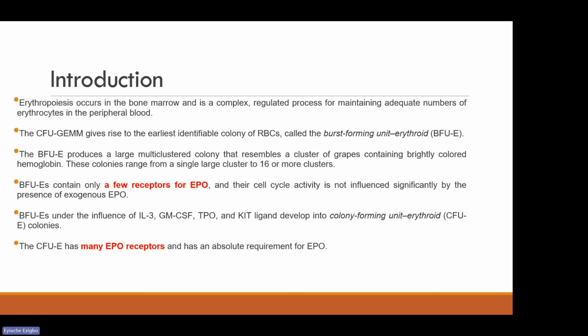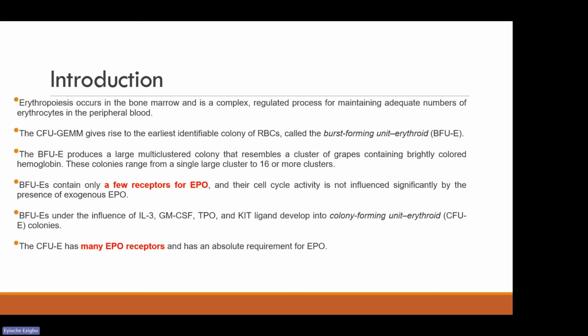The burst forming unit contains only a few receptors for erythropoietin. Mark it. The burst forming unit contains only a few receptors for erythropoietin, and their cell cycle activity is not influenced significantly by the presence of exogenous erythropoietin. These are some of the characteristics of the burst forming unit. We've mentioned the colony forming units, and then the burst forming unit, and that they contain only a few receptors for erythropoietin.